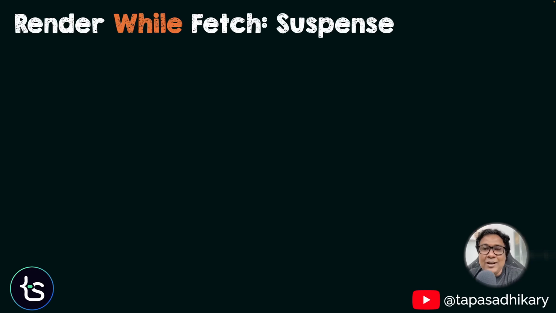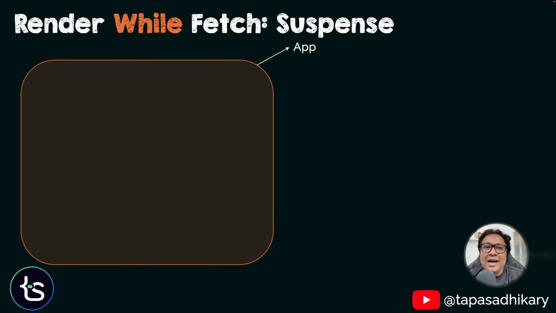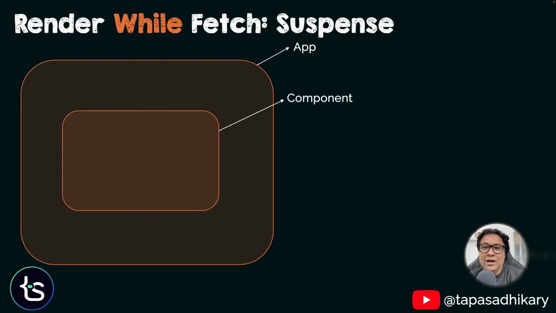This is where we are talking about render while fetch and using the Suspense. So it is not fetch on render, it is not fetch then render, it is render while you fetch. Okay, so how does it happen? Again, we have an application, and in the application we have a component. Now React provides you a special component called Suspense, and what React expects you to do, if your component is making any asynchronous call, is to wrap that component with the Suspense component.